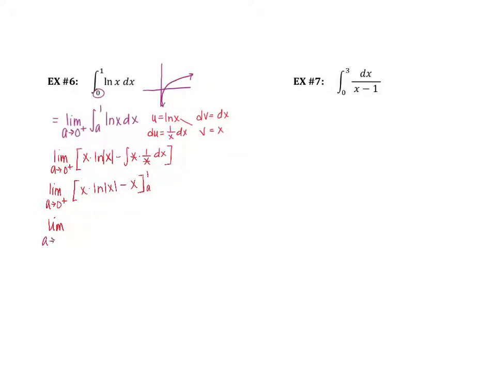As a approaches 0 from the right, we're going to plug in a 1, and we have 1 times natural log of 1, which is 0, minus 1. So there's our first part. And then we're going to have minus a times the natural log of the absolute value of a, minus a.